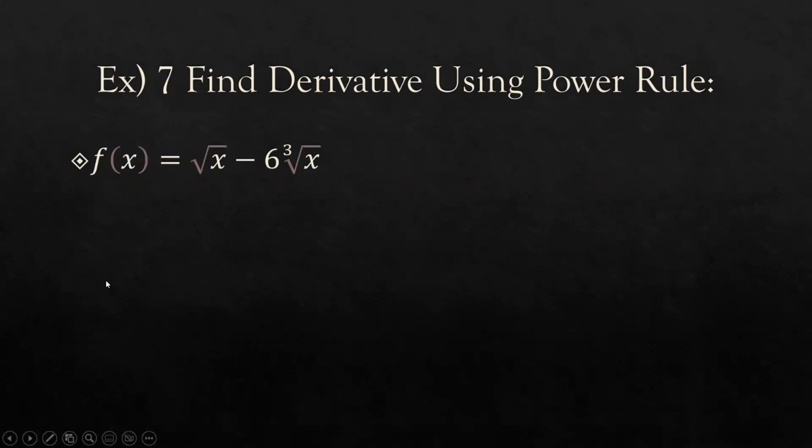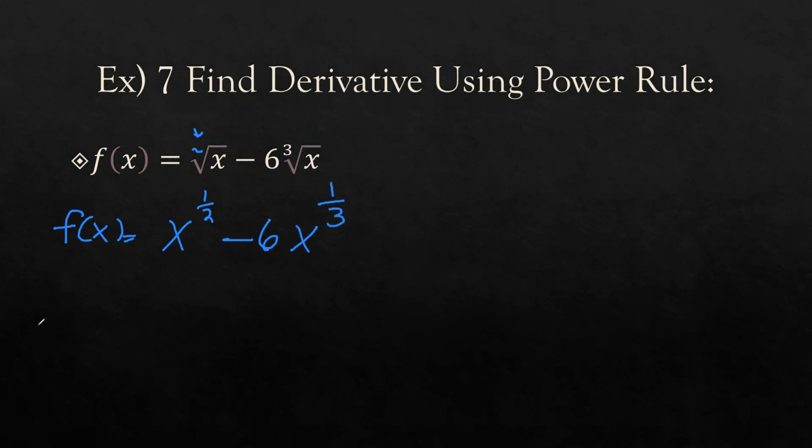Okay, this one looks confusing. How can you apply the power rule? Just write everything as an exponent. So f of x. How do I write the square root of x as a power? Remember, this doesn't have a number here, so there is an invisible 2, so that can be expressed as x to the 1/2. And then how do I write negative 6 cube root of x as a power? That could be expressed as negative 6x to the 1/3. Okay, and then to take the derivative, just apply the power rule for each term.